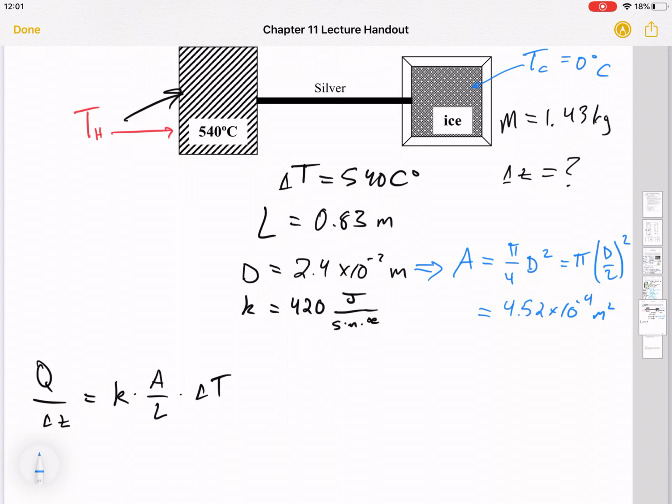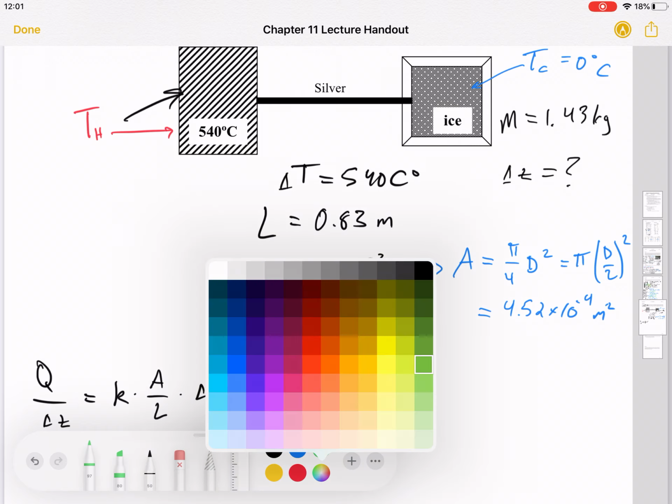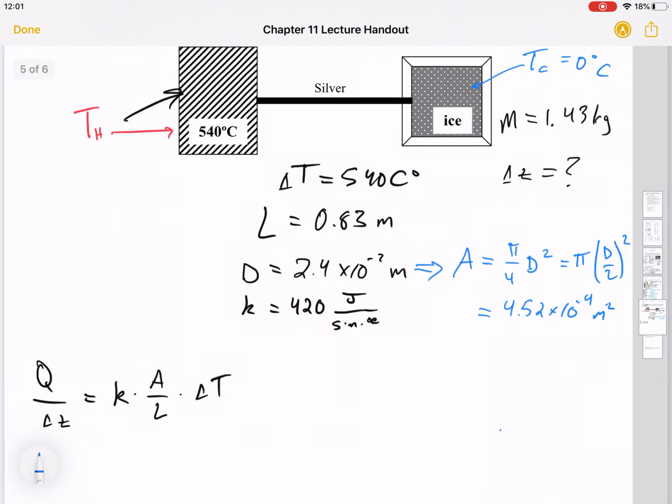Okay, we are honing in on the answer. The only other thing we need now is Q. How much heat do I need to transfer to melt 1.43 kilograms of ice? Well, that's a previous idea. Let's do this in another color. So Q is M times the heat of fusion. We've seen this in the past.